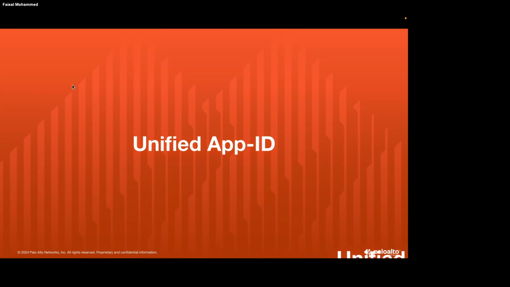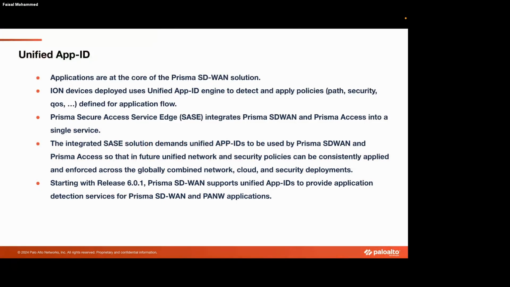The unified app ID. Prisma SD-WAN primarily routes the traffic to your WAN paths based on application. Based on application is the core functionality of the SD-WAN. So you have a specific app such as Office 365, MS Teams, or Google Apps. You need to forward this traffic towards your direct internet, or you need to forward this traffic towards Prisma Access. You use the app engine to do the detection of the application, and then the Prisma SD-WAN branch ION forwards the traffic based on the policies which are being defined.